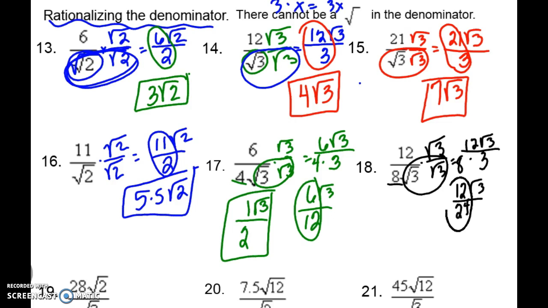And then these are both outside of the house. How do I reduce 12 over 24? 1/2. So my answer is 1/2, but I can't forget about this square root of 3 being on the top. So that would be the answer. Okay, try 19 and 20.